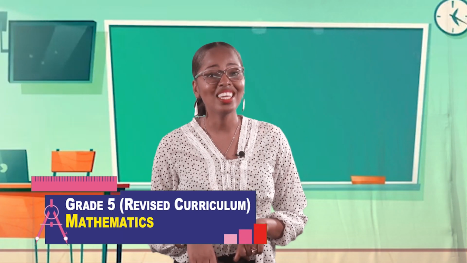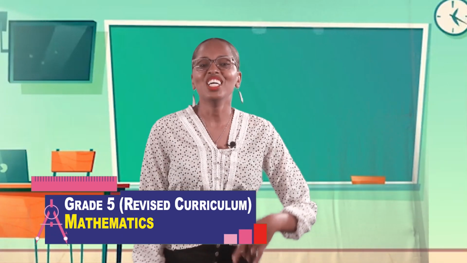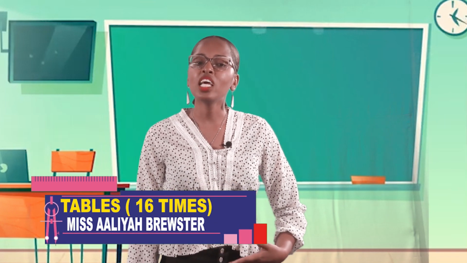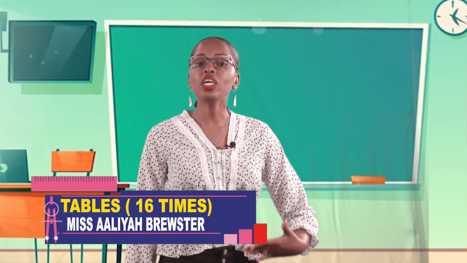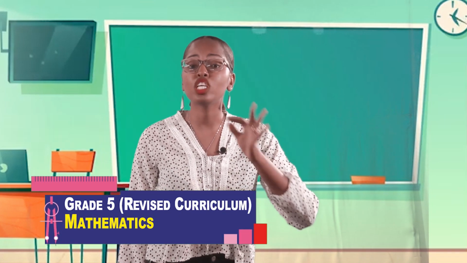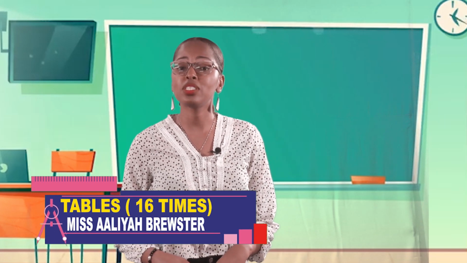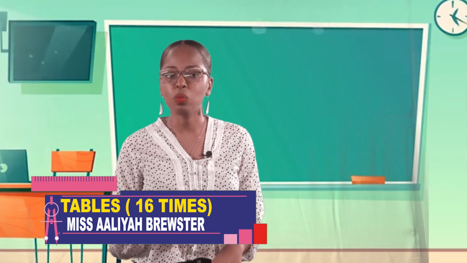Are you ready? Let's begin. Today we're going to be reciting the 16 times table, and then we're going to discuss how we can multiply two-digit numbers by a one-digit number using 3 approaches. But first and foremost, let's recite the 16 times table. Feel free to join in with me.